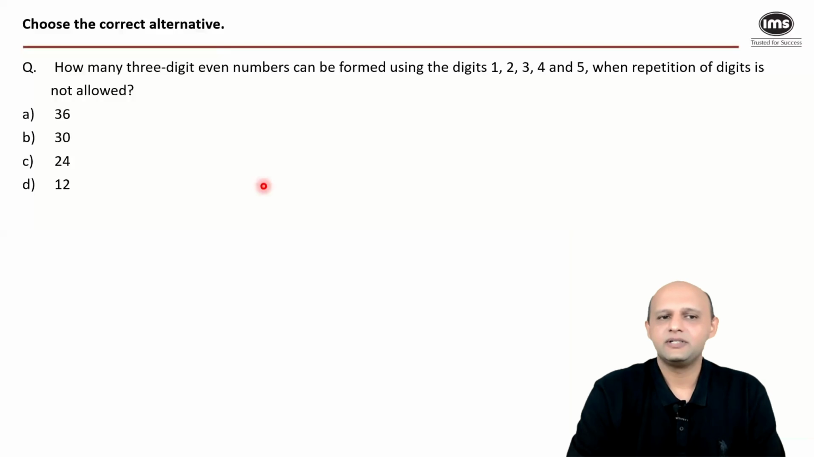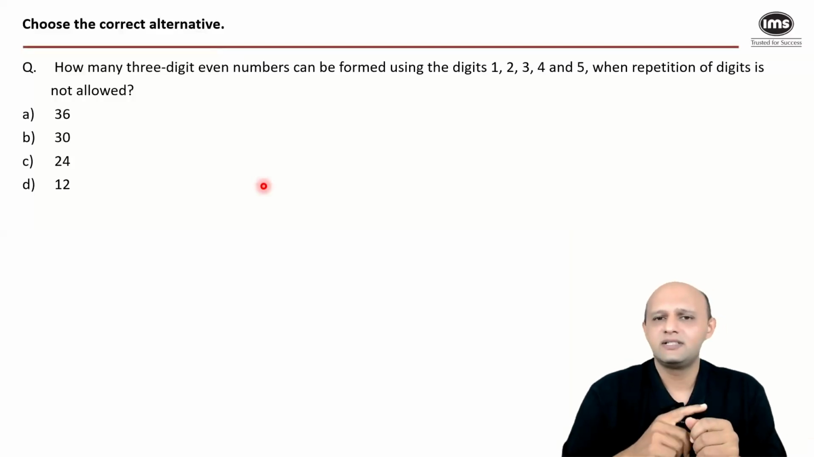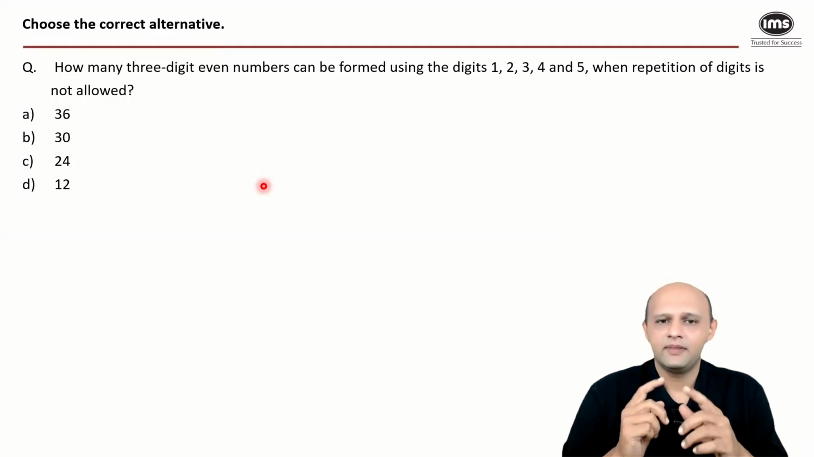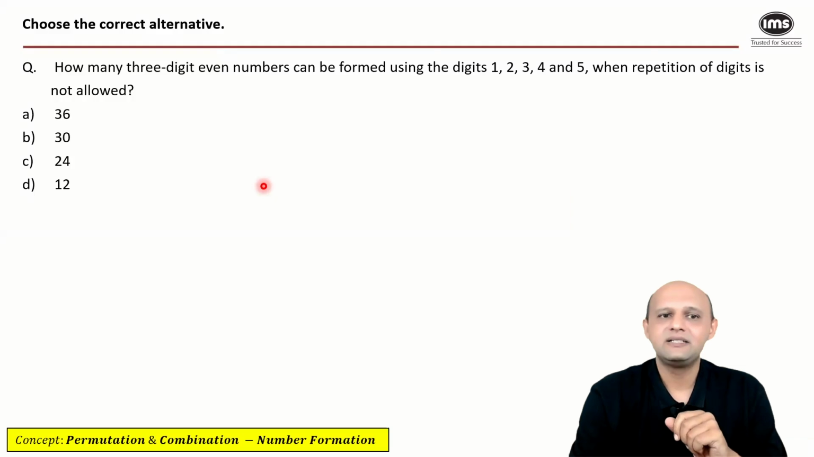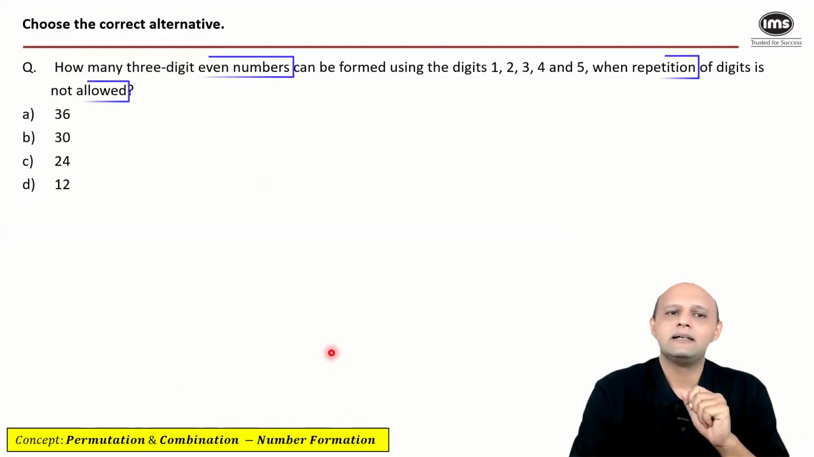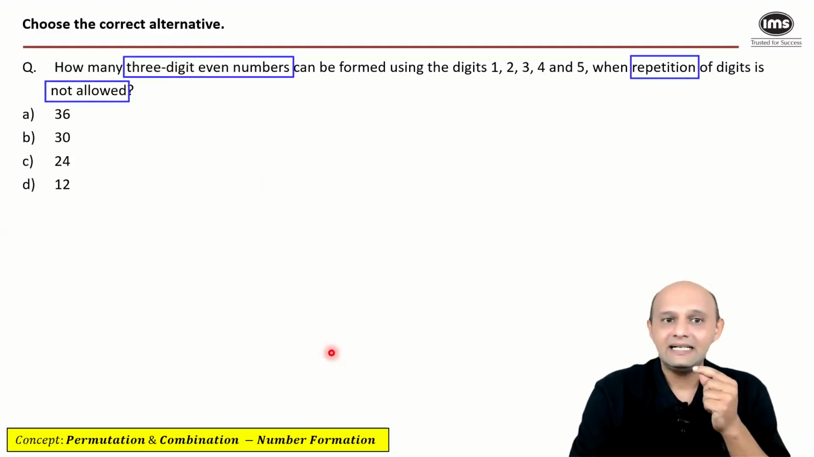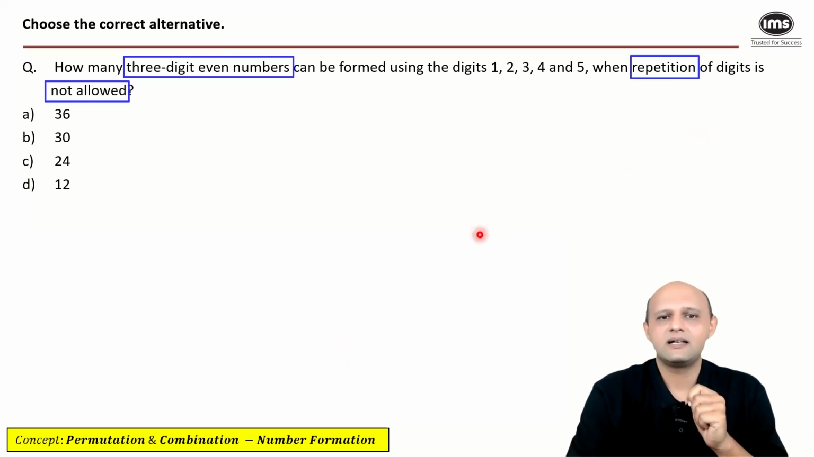How many three-digit even numbers can be formed using the digits 1 to 5 with repetition of digits not allowed? Okay, important points here. Three-digit even numbers. What is the concept that is tested? Obviously it is a part of permutation and combination, specifically number formation. Again, very, very important. Three-digit even numbers, repetition not allowed. Now let's understand how this works.